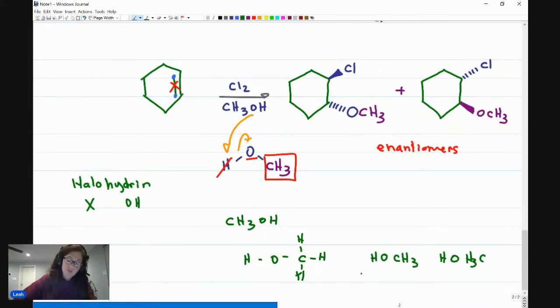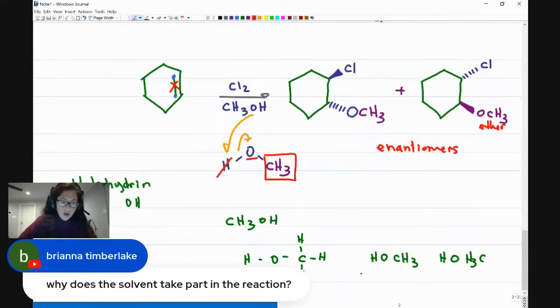So this is a halohydrin, except we're using an alcohol rather than water to get a different product here. In a halohydrin, you get an alcohol on there. In using an alcohol, you get an ether. So this is an ether because we started with an alcohol. Question, why does the solvent take part in the reaction?